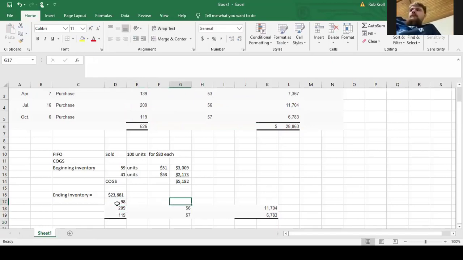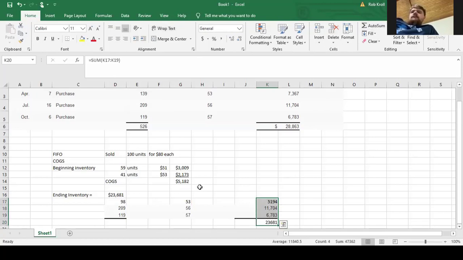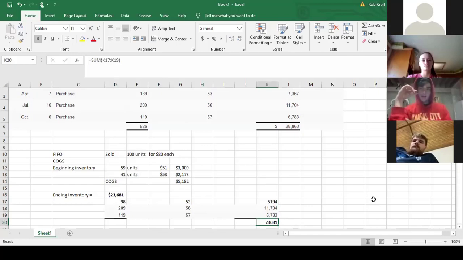So each of those were worth $53, right? So if I come over here and I say 98, we're going to double check. Remember, I love to check myself before I wreck myself. If I add up these three numbers here, it should match that number we had. Yep, it does. See how this number and this number match? Because all I did was show you the detail down here on the ending inventory that was left over.